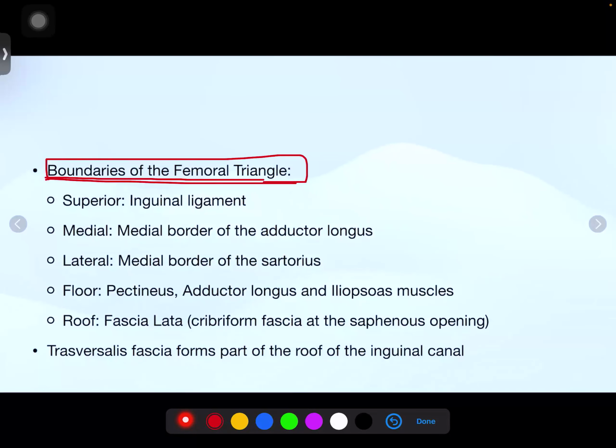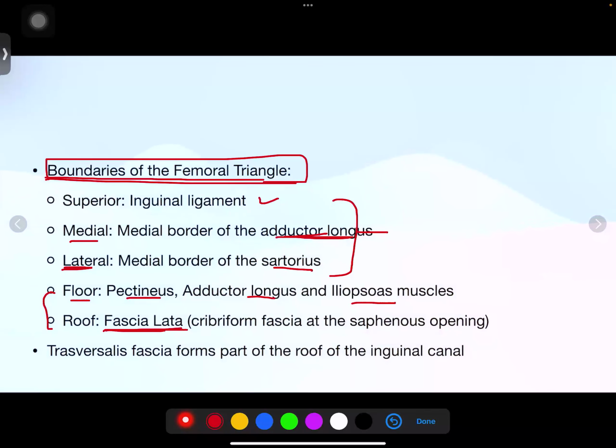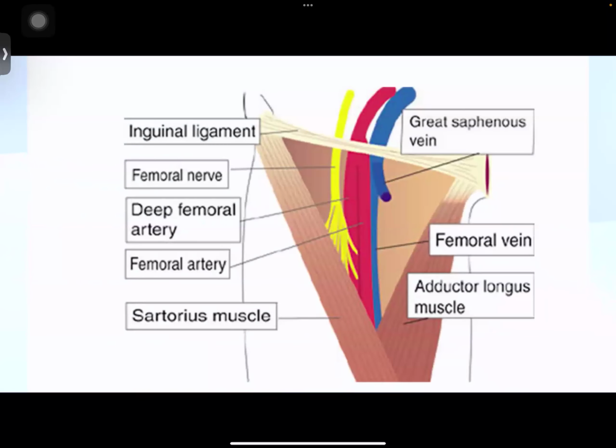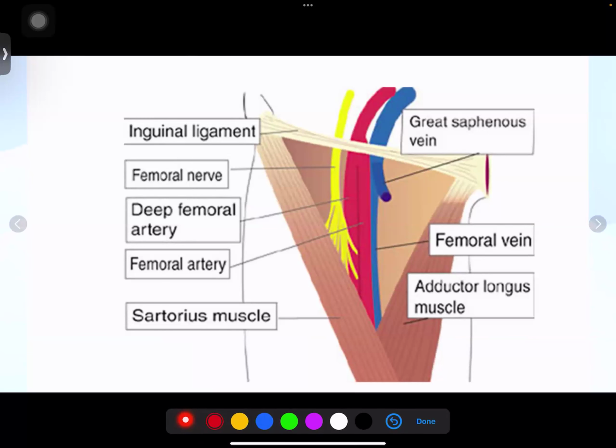Superiorly, it was the inguinal ligament, medially the adductor longus, and laterally the sartorius. So these three are very important. And then the floor and roof. The floor is formed by the pectineus muscle, adductor longus, and iliopsoas muscles, and the roof is formed by the fascia lata. And the transversalis fascia forms part of the roof of the inguinal canal. You see this diagram: superior would be the inguinal ligament, medially this is the adductor longus muscle, and this is the sartorius muscle.